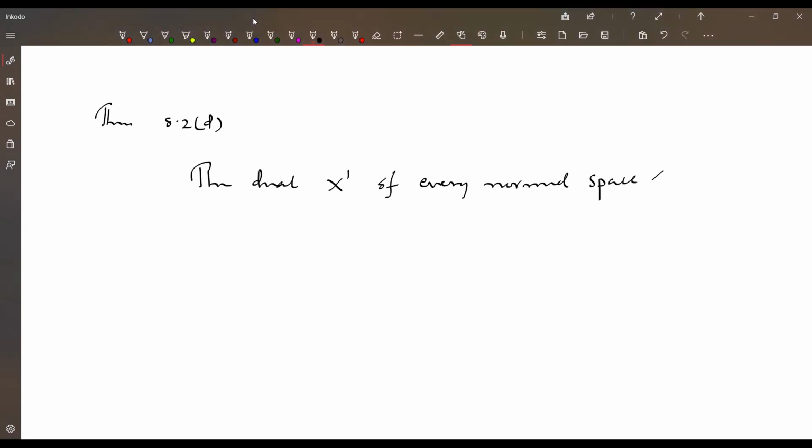Now we are going to prove that the dual space of every normed space X is a Banach space. Theorem 8.2d. The dual X dual of every normed space X is a Banach space.